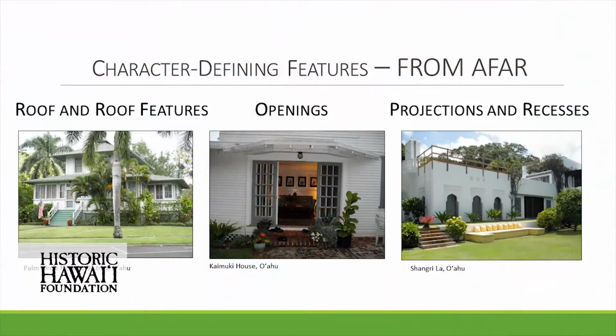The roof or the roof features. This example is on Palm Circle on Oahu at Fort Shafter. It has two stories, but the upper story is smaller and set in, with its own roof lines, so the roof becomes very distinguished. This Kaimuki house has these wonderful doors that open almost like a veranda, very French looking. And Shangri-La is an example of some recesses and openings, some roof turrets and rooftop terraces. So all of these are features that you would see from a distance.